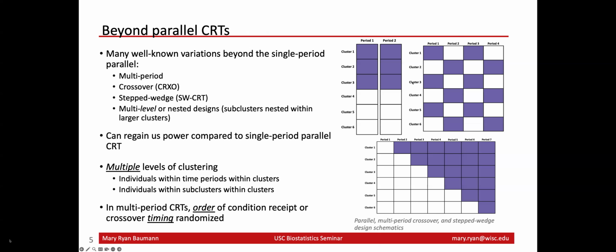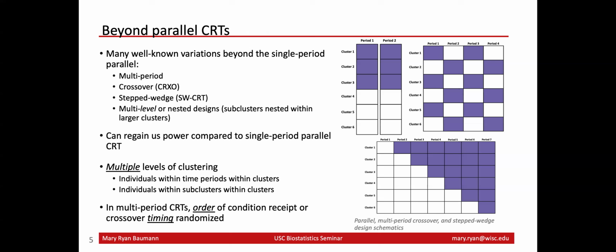You could have something like a cluster crossover trial, like we see over here on the top right, where instead of randomizing treatment condition receipt, we're now randomizing the order in which clusters are going to receive that treatment condition, which is going to increase your power compared to a parallel CRT. But one of the downsides of this type of study is it really requires that the intervention is able to turn on and off fairly easily, which in the more pragmatic or learning health system space, that's not always something that's super feasible. It's hard to take a protocol out of a hospital system once you've put it in there.